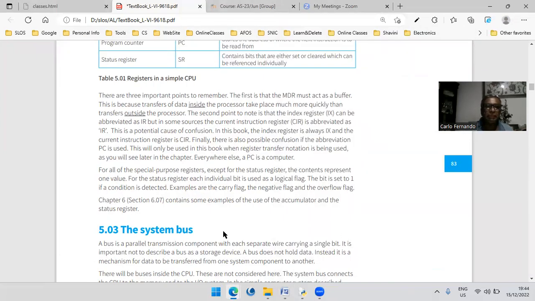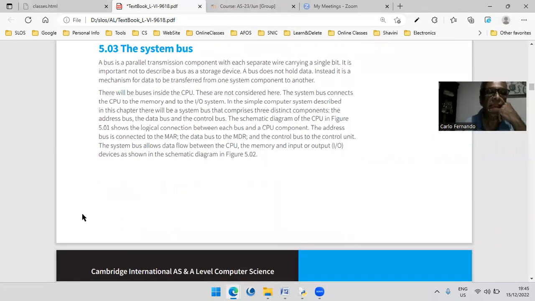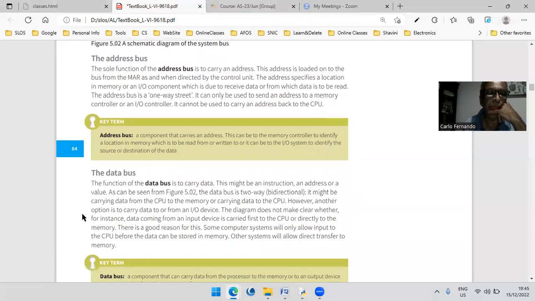Chapter 6, so the next chapter, contains some examples of the use of the accumulator and the status register. The assembly programming language instructions will be very interesting. And now the next one is system bus.